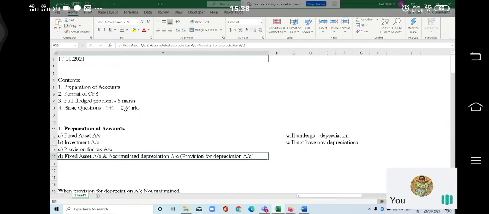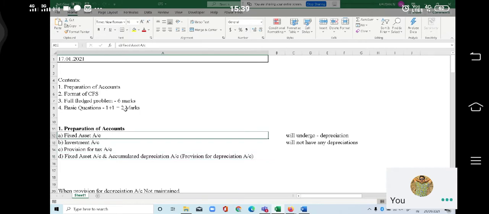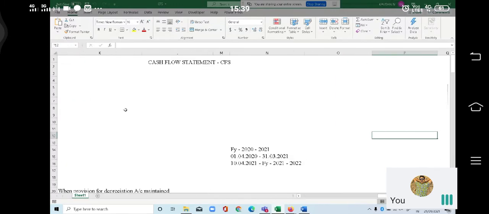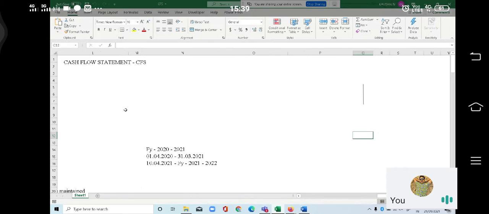Now you might ask, why do we want to prepare all these things? Very simple. The cash flow consists of basically three important activities: operating activity, investing activity, and financing activity, which we have already discussed. They are named in the CFS.